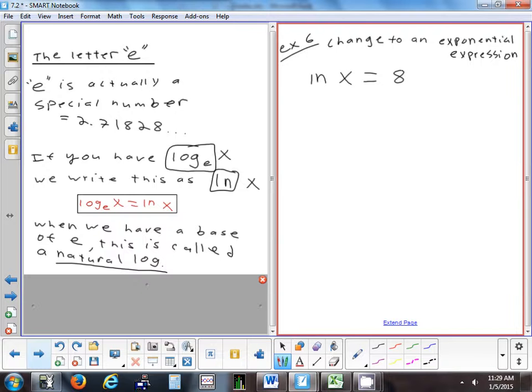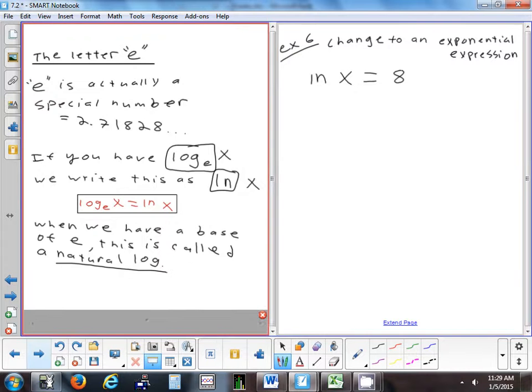All right, so let's try the same thing we did before, writing something as an exponential expression. But now I'm using our new abbreviation, ln. What you have to remember about the ln is it's hiding the base. You just have to remember what the base really is. So keep that in mind. The ln hides the base. It's there, but you can't see it.